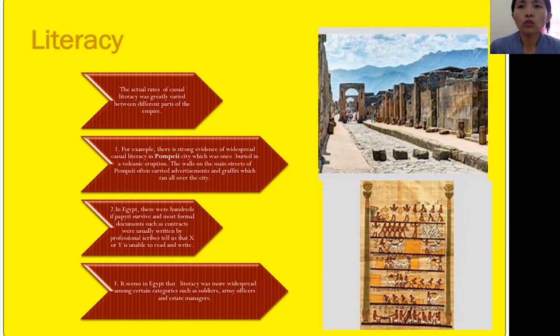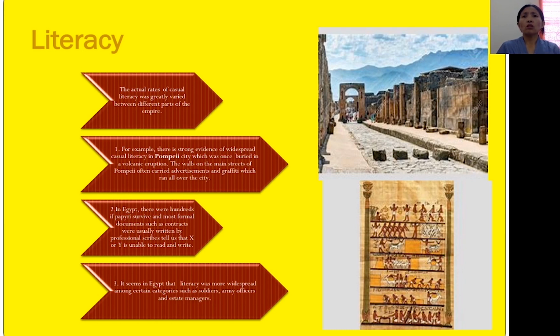Next, we would move on to literacy. So, literacy means the ability to read and write. Here, the actual rates of casual literacy greatly differed between different parts of the Roman Empire. For example, there is strong evidence of widespread casual literacy in Pompeii city. It was a typical Roman city which was once buried in a volcanic eruption.